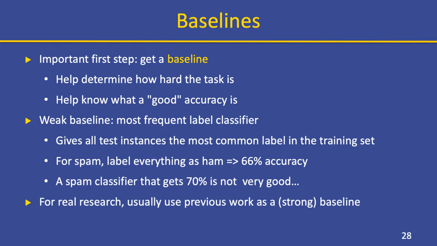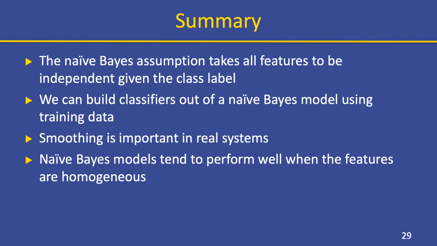For a better baseline, we should use previous work done in the domain or done on the subject. That will be a better, strong baseline. In summary, the naive Bayes assumption takes all the features to be independent given the class label. We can build classifiers out of a naive Bayes model using training data. Smoothing is important in real systems, and naive Bayes models tend to perform well when the features are homogeneous.